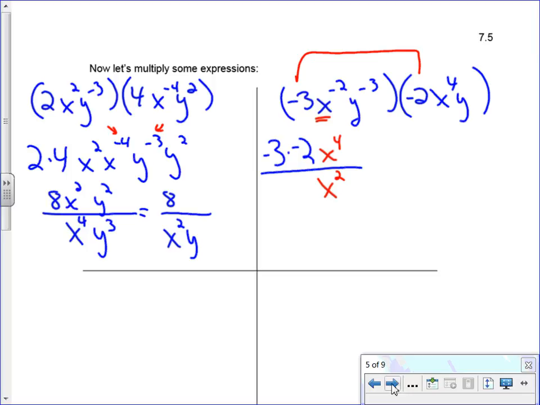All right, and then I'm going to put my y's together. This y is going to stay in the numerator. And this y is going to go to the denominator. All right, then this becomes a problem just like the ones we already had on the quiz. 6, x squared in the numerator, y squared in the denominator.